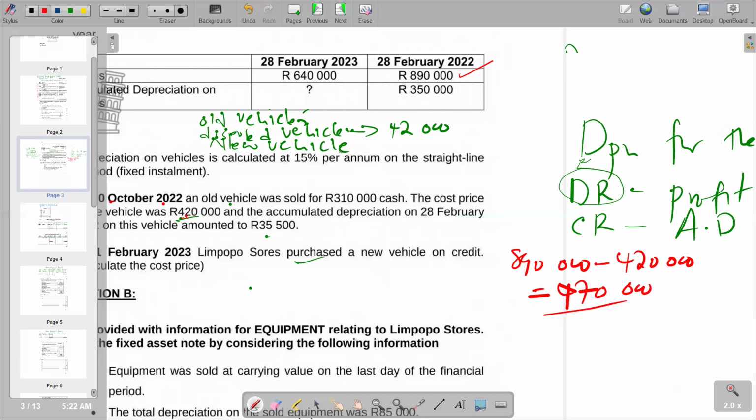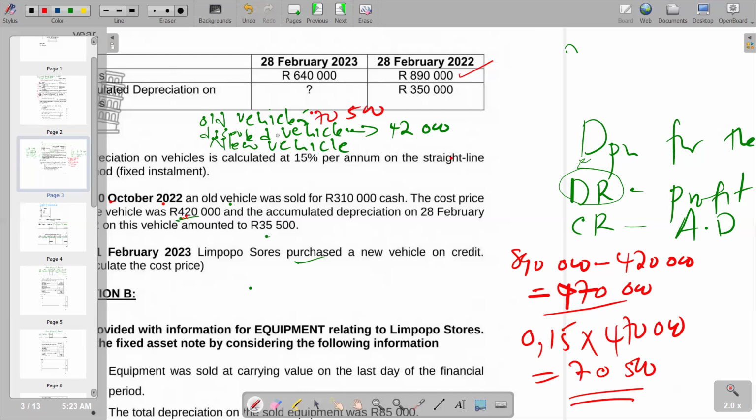So in other words, you are just simply going to say, well, this straight line was saying percentage times cost. So you're saying 15%, which as a decimal is 0.15, and then you multiply by 470,000. So you calculate it like that. You see that the figure that you are going to get is 70,500. So this is depreciation for the old vehicles that were there for the whole year. So here we are saying 70,500.